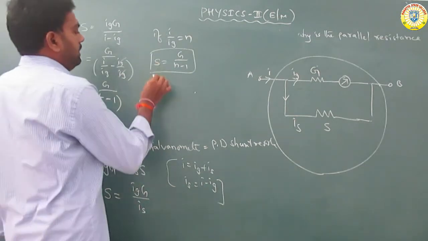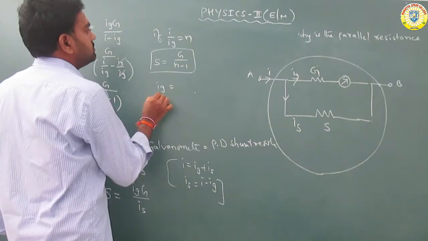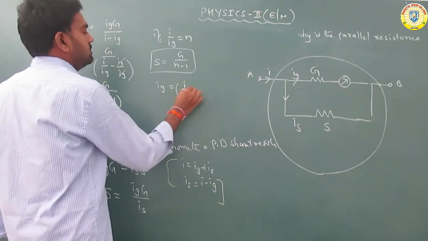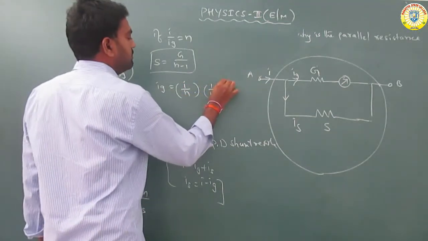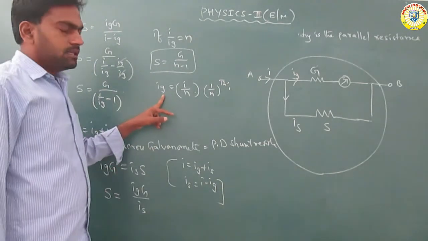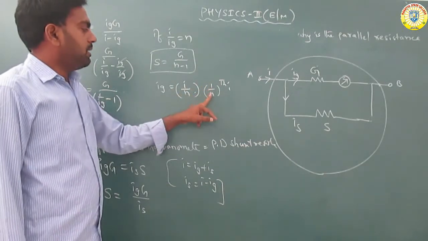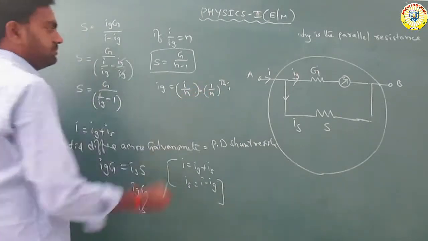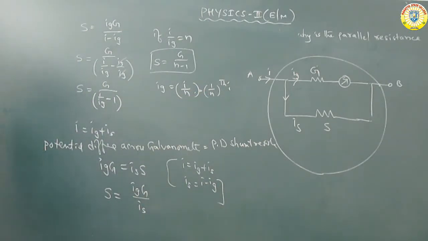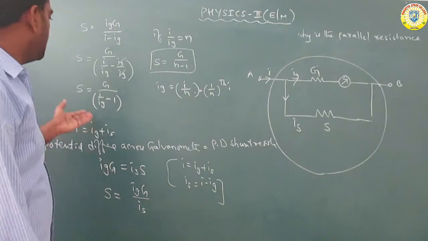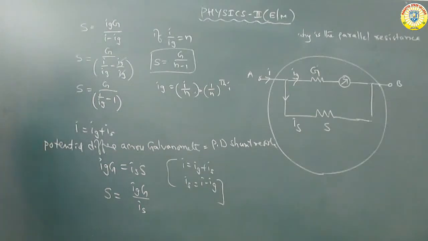Okay, so here Ig is equal to I by n. So we can write 1 by nth of the current. The current passing through the galvanometer is equal to 1 by nth of the total current. So now, how much shunt resistance is connected to the circuit? Given that information, the equation is S equal to G by (n minus 1). Okay, got it.